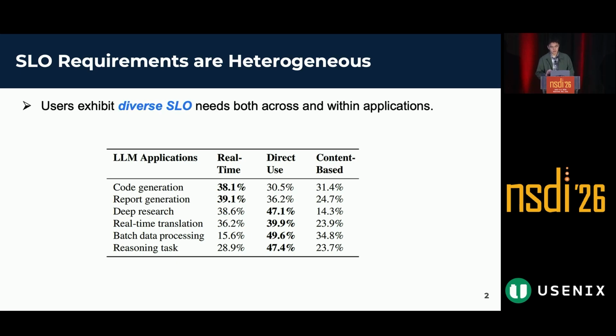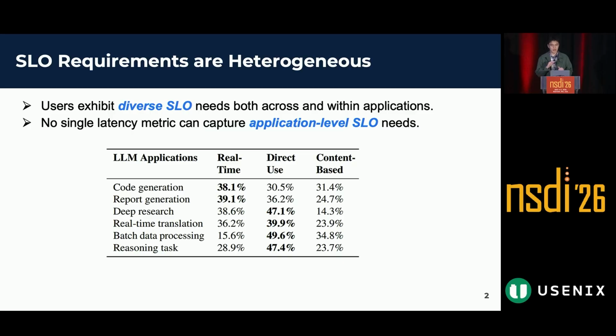The SLO requirements are highly heterogeneous. To ground this, we conducted a user study covering over 500 participants across 6 academic and industry organizations. The table on the bottom summarizes how users actually consume LLM responses across 6 application classes. You will notice that no single category dominates. So the takeaway is that users have diverse SLO needs, both across and within applications. So no single latency metric like TTFT and TBT can capture them all.